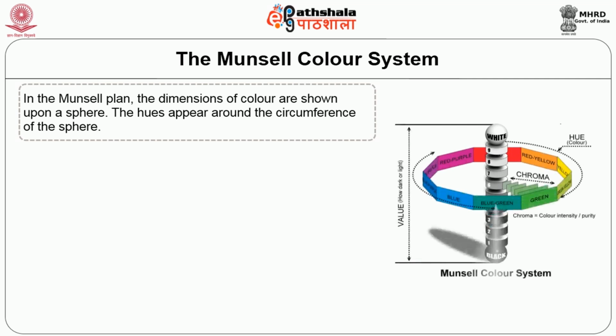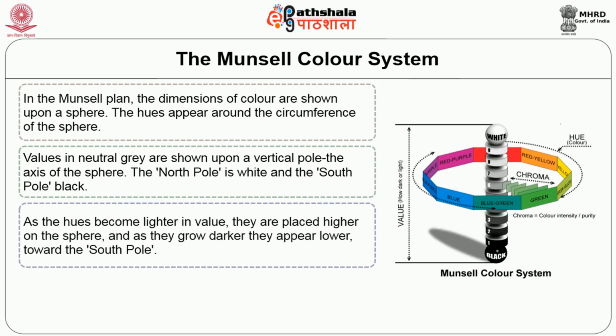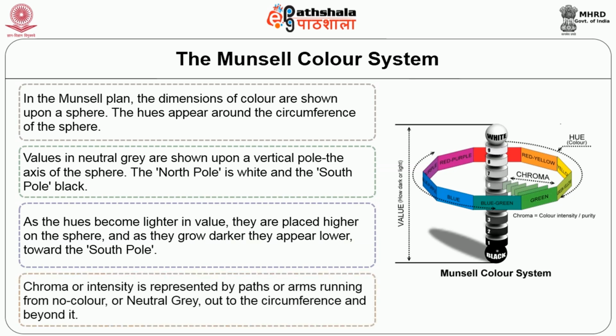In the Munsell plan, the dimensions of color are shown upon a sphere. The hues appear around the circumference of the sphere. Values in a neutral grey are shown upon a vertical pole, the axis of the sphere. The north pole is white and the south pole is black. As the hues become lighter in value, they are placed higher on the sphere, and as they grow darker, they appear lower toward the south pole. Chroma or intensity is represented by paths or arms running from no color or neutral gray out to the circumference and beyond it.